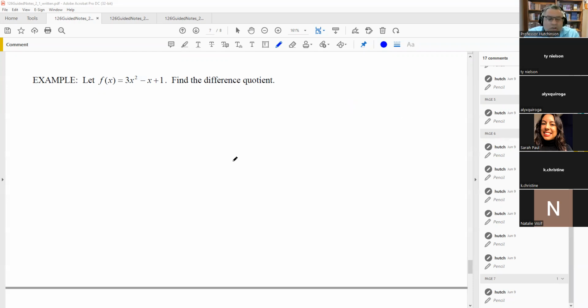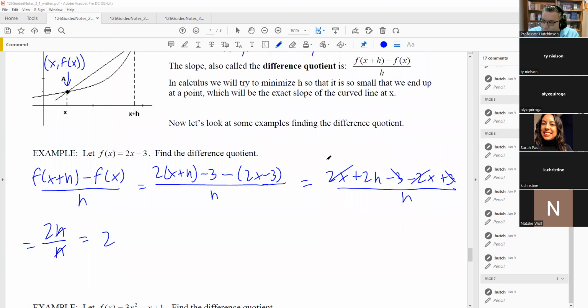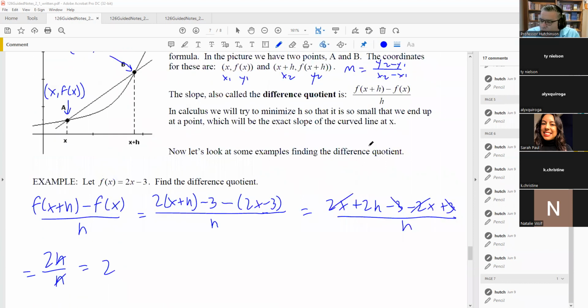So where we left off last time on 2.1 was we talked about the difference quotient. We could just go ahead and review that here. The difference quotient is this formula right here, and it is a way to find a slope. Usually we use it to find the slope of a curved line. But we did this one example last week where we put everything into this formula and we got 2, which is to be expected because that is the slope of this original line.